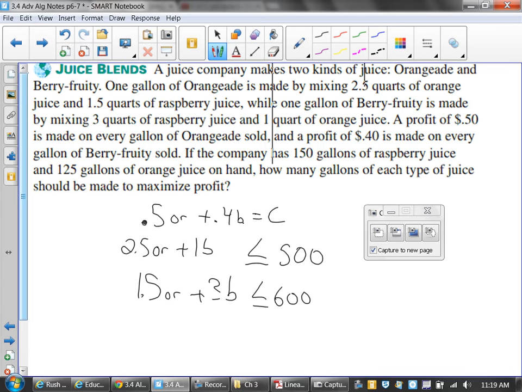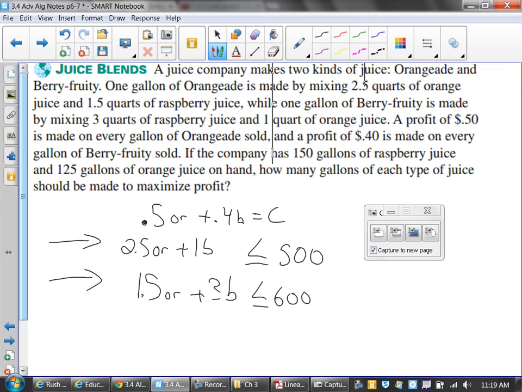Yeah, this is right. This is the orange juice line, what you're using for orange juice. This one is the raspberry juice. Where did you get the 500 and 600? Well, I've already said this 4 times, multiplying gallons by 4 to get quarts. I told you that yesterday, you have to convert gallons to quarts. Otherwise it won't work.